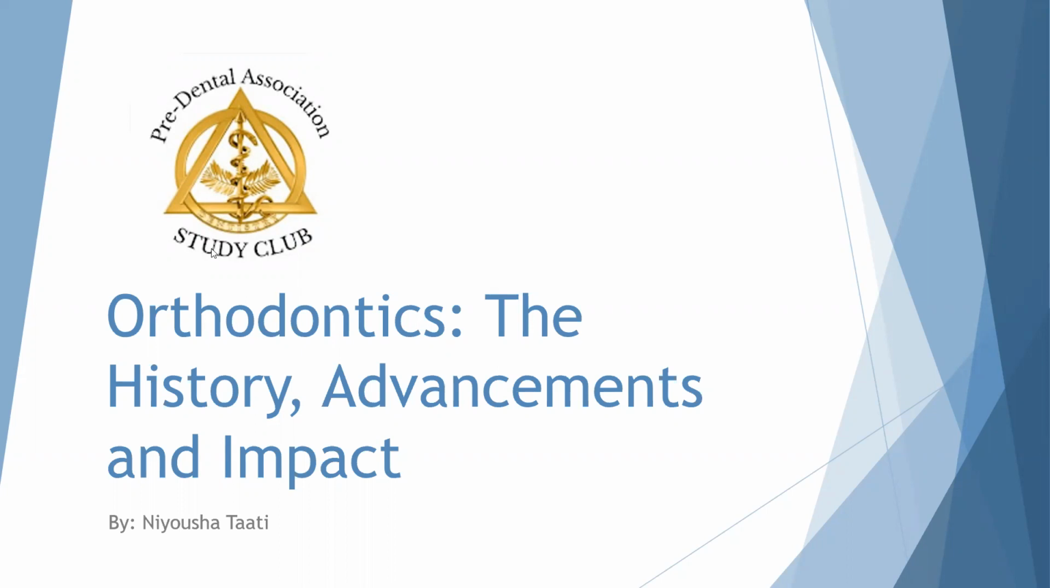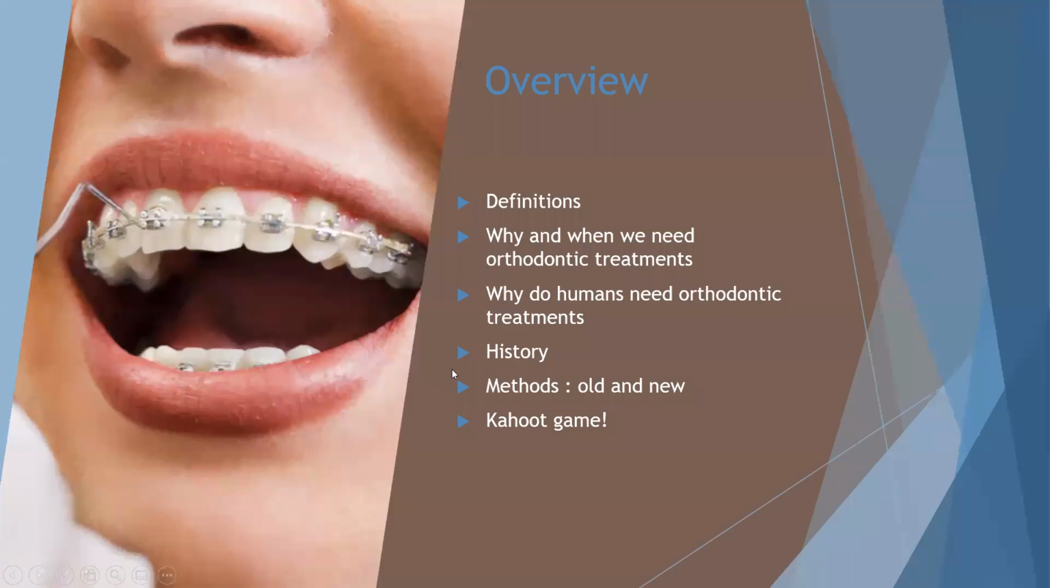So yes, the name is Orthodontics: history, advancements, and impact. So here's a little overview of what we're going to talk about today. We'll start off by defining some terms and how orthodontics helps us, why and when we need orthodontic treatments, and why humans need orthodontic treatments, whereas other species don't. A little about the history of orthodontics, the methods that are used, and then we're going to have a little Kahoot game at the end.